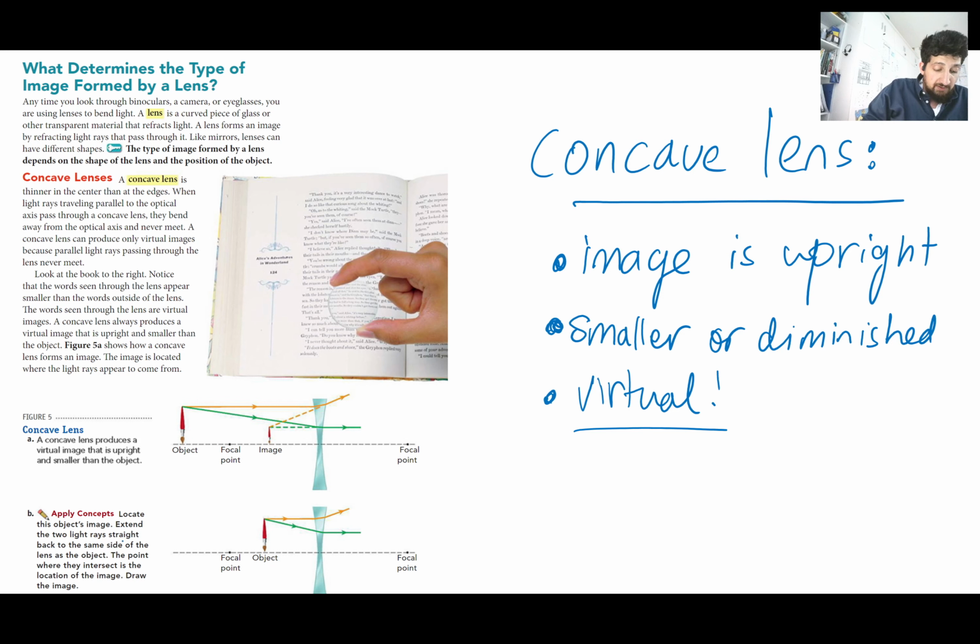We have an application question here. Extend the two lines. So let's do that. Extend two lines and see if we can draw the image. It's going to be very tricky using this pen, so I'm just going to try. Okay, so that's more or less what I think it's going to look like. More or less, except it's not going to cross the line. So I can't get it, but more or less that. So it's going to be diminished. It's going to be upright, and it's going to be virtual, not real.